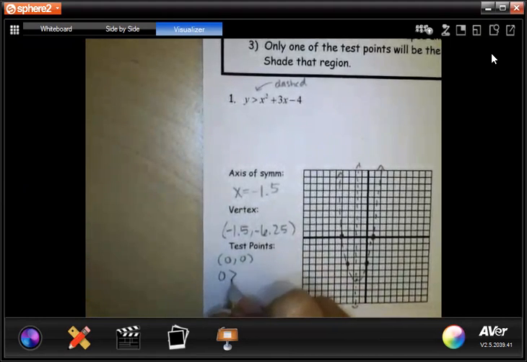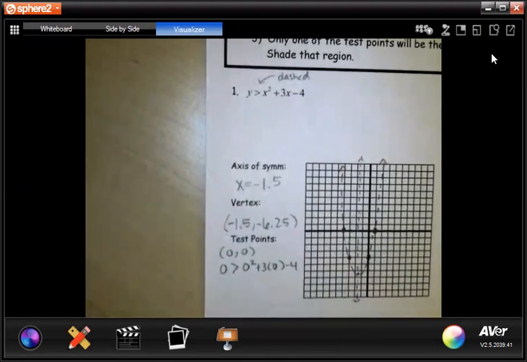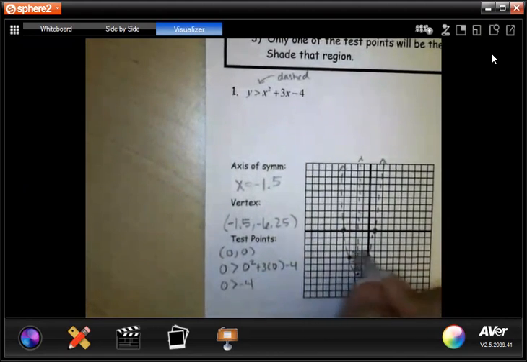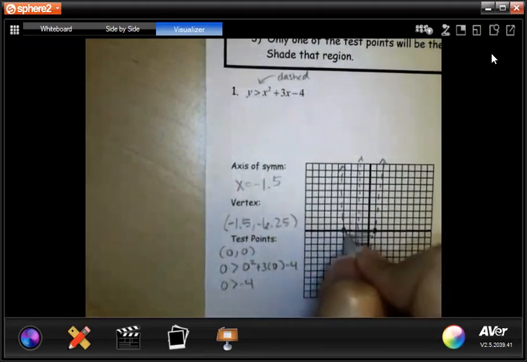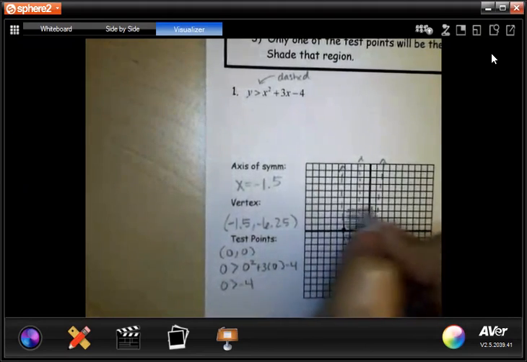I plug in 0 for the y and 0 for the x. And what we're doing by plugging this in is checking to see if it makes a true statement or not, because that's where our solutions are going to be found. And so that gives me 0 here and negative 4. That says 0 is greater than negative 4. That is a true statement. So wherever 0, 0 is, that's where my solutions are. So 0, 0 is inside of this parabola here. So my solutions have to be found inside of the parabola. So I would shade on the inside.